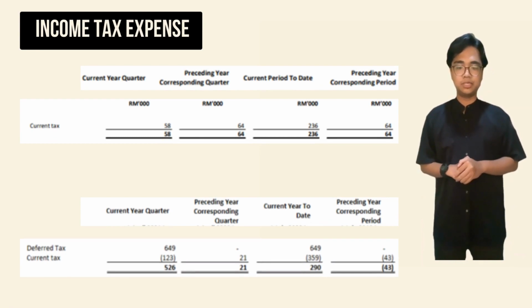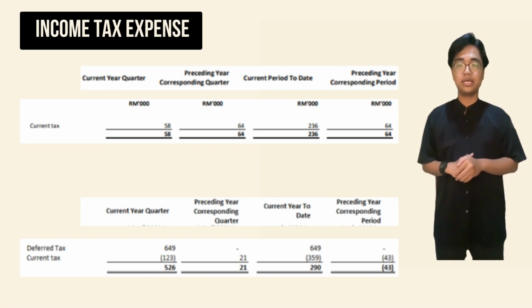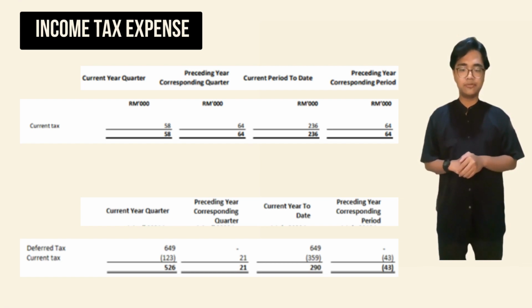And for the second adjustment, it is on income tax expense. The tax expense for the current year quarter for quarter 1 is prepaid of 58,000, has increased to 526,000 in quarter 2. This adjustment has been made as in quarter 1 the amount was negative, resulting in a deduction in the statement of comprehensive income for income tax expense. However, in Q2, there has been deferred tax which caused an increase in the income tax expense of the statement of comprehensive income.